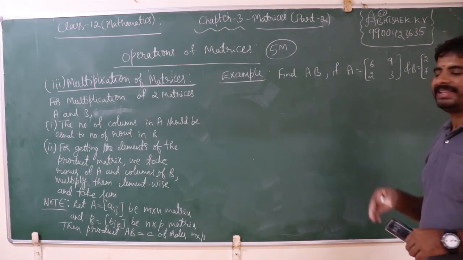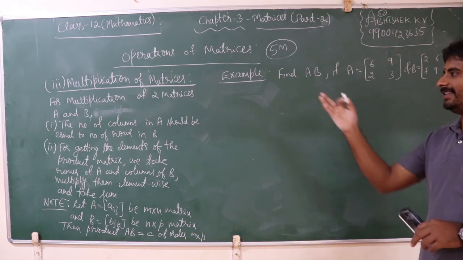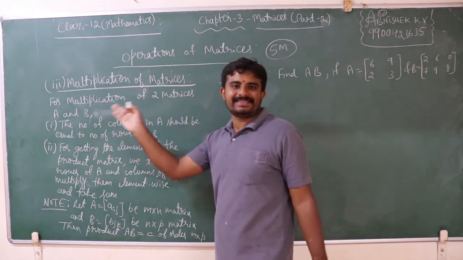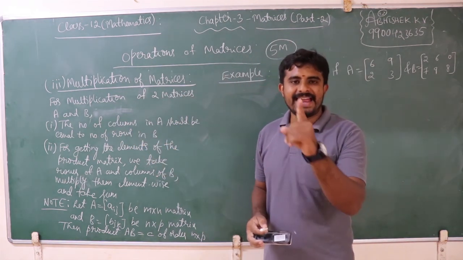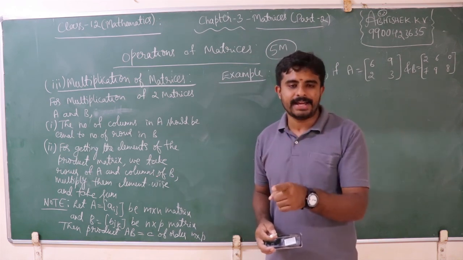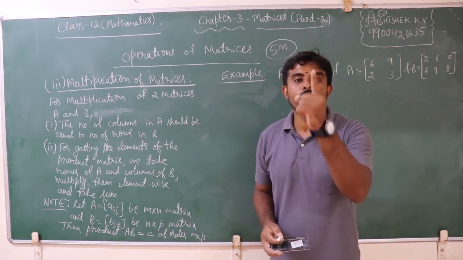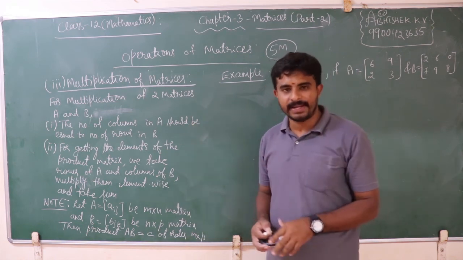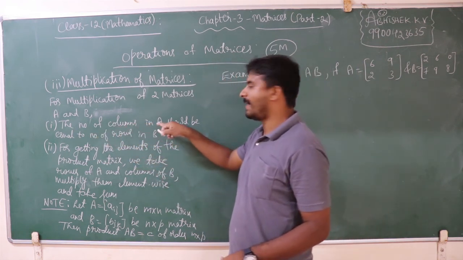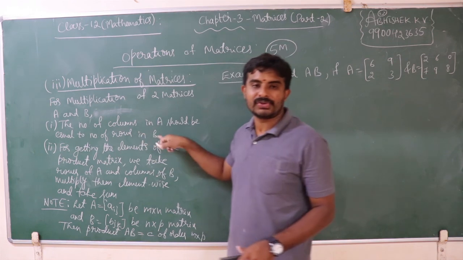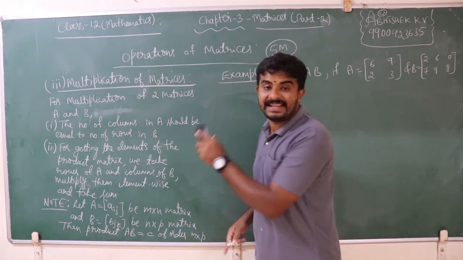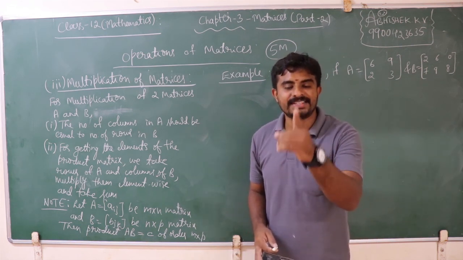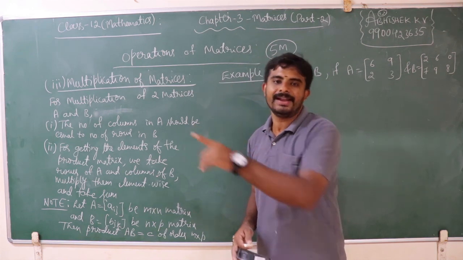Then I move on to the next operation on matrices, that is multiplication of matrices. The product of two matrices A and B can be found only if the number of columns in matrix A is equal to the number of rows in matrix B. This is the necessary condition to do multiplication. Remember this.